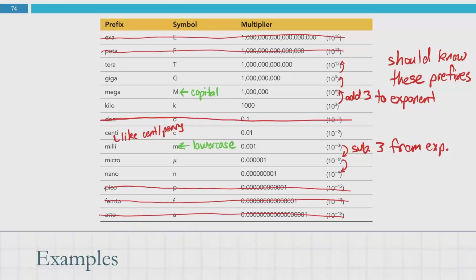So questions about any of our prefixes? Cool.